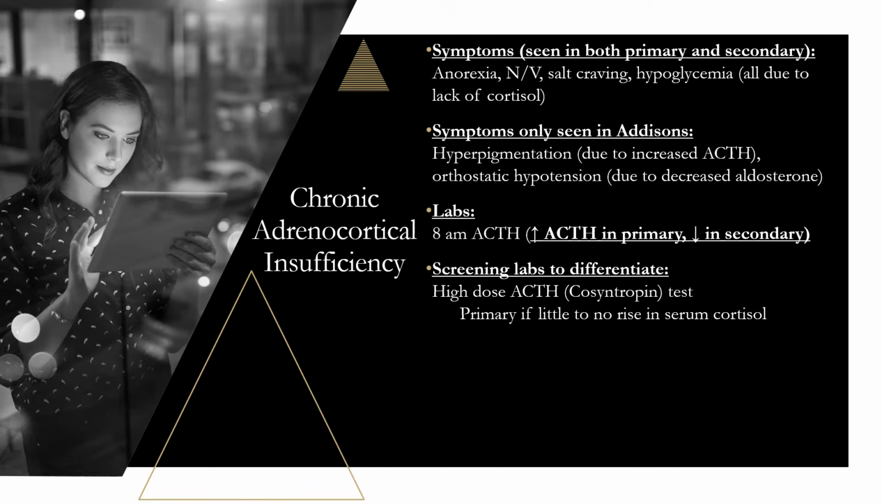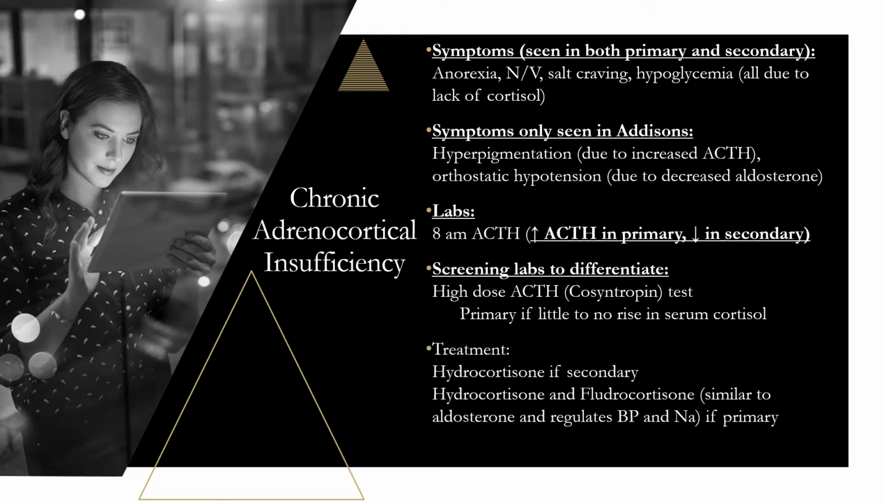As far as screening labs to differentiate the two, you do a high dose ACTH, which is a cosyntropin test. If you see no rise or little rise in the serum cortisol responding to the ACTH, you need to think primary. Remember, in primary, the adrenal gland is not functioning properly. So it doesn't matter how much ACTH you give, or the synthetic version, the cosyntropin, the adrenal can't pump out any more cortisol because it's not working properly.